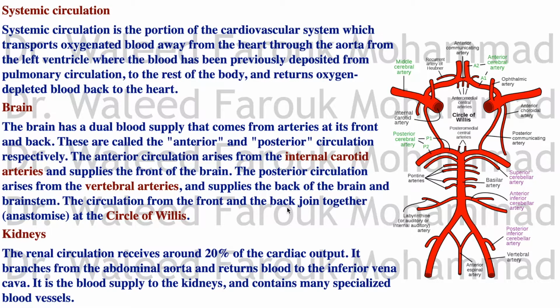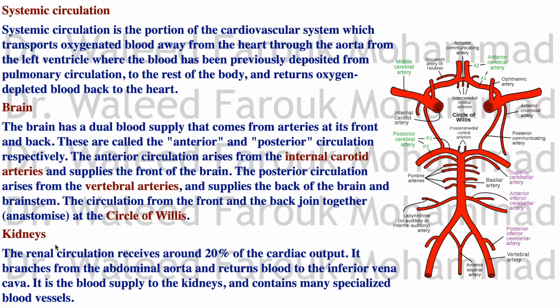It also supplies the internal capsule. You can review this in the neuro series: the internal capsule carries almost all the motor descending impulses from the brain to the body, and all the sensory ascending impulses to the brain. That's why damage to even a tiny portion of the internal capsule by a damaged artery causes hemiplegia or paralysis.